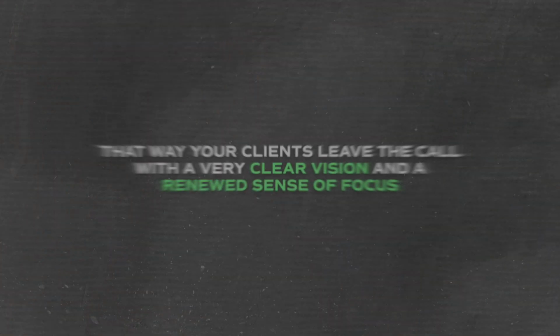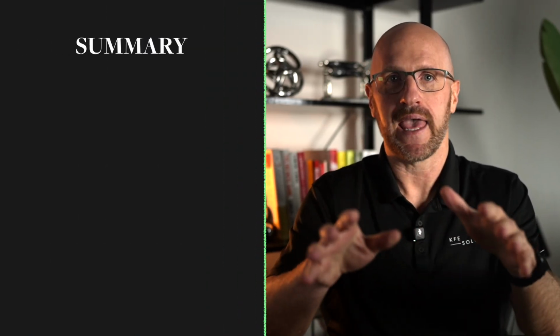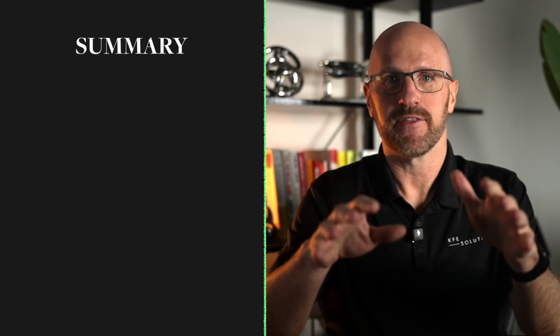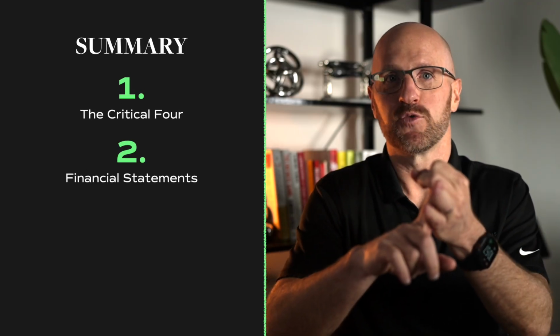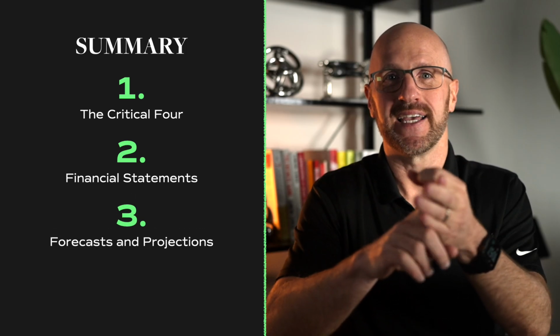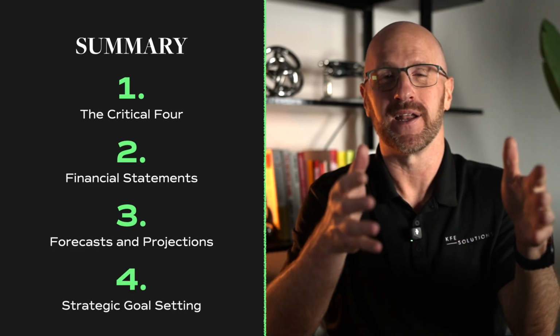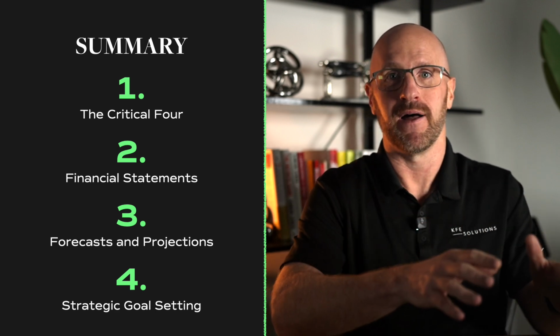Consider the rest of the CFO report building blocks to get to the strategic goal setting, and then use that foundation to get some ambitious targets in place that get the client excited. That way, your clients leave the call with a very clear vision and a renewed sense of focus. We conclude that section with clear tasks and action items that each person needs to get done before our next meeting. So let's quickly recap exactly what's in the CFO report. Every month, my firm delivers the critical four: a high-level 12-month review of the P&L, balance sheet, and statement of cash flows, a 12-month forward-looking forecast, and strategic goal setting and accompanying action items. And that's what's inside the CFO report and keeps our 8-figure clients coming back month after month, year after year.